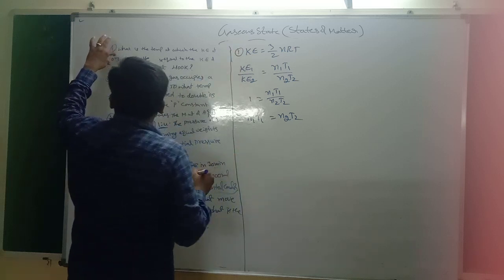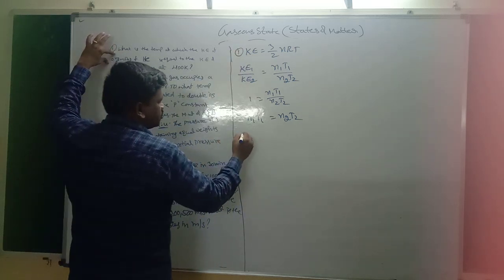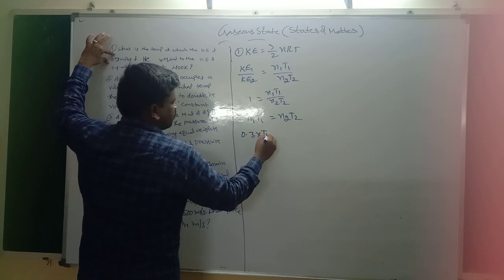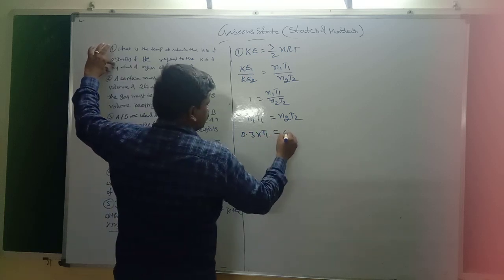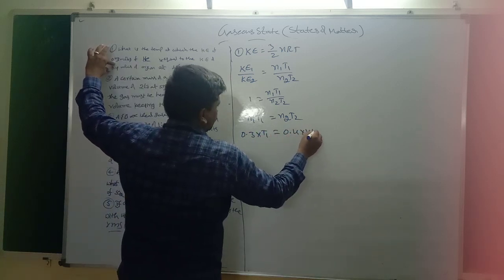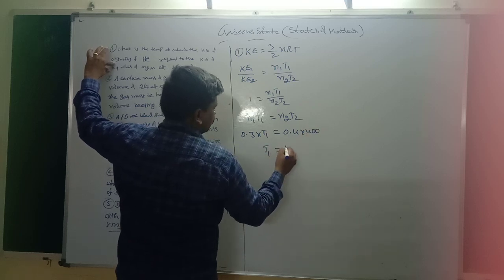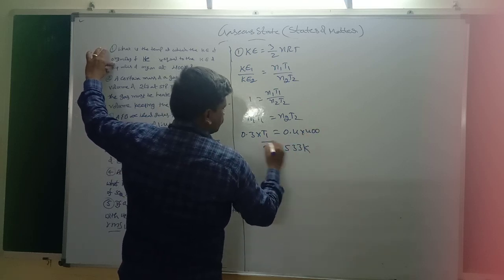Now we are given n1 as 0.3 moles, and n2 as 0.4 moles and T2 as 400 Kelvin. Then T1 is equal to 533 Kelvin.